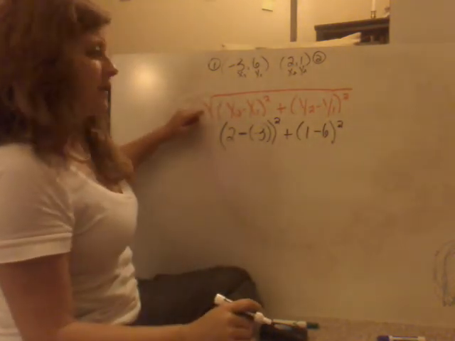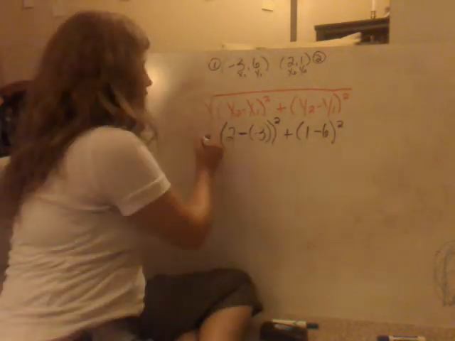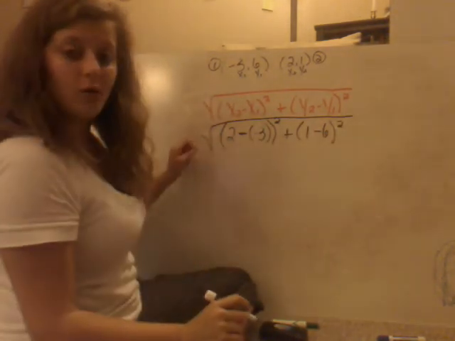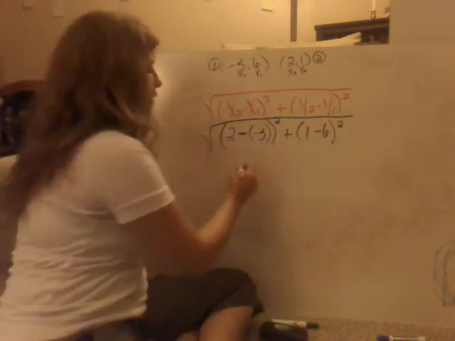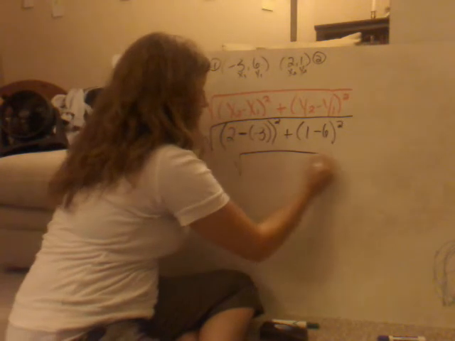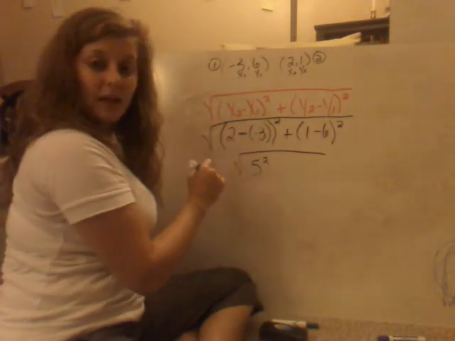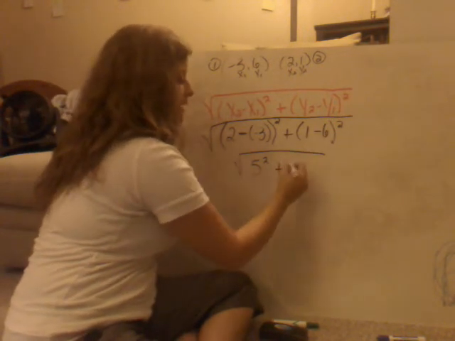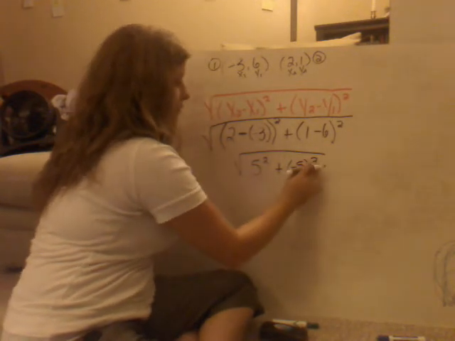Now next thing, this square root stays there. It stays there until we use it. So I have to draw that back in. Okay, this does not go away until we actually use it. So I'm going to take 2 minus the -3, which is 5. So it's 5 squared because a negative times a negative is a positive. Plus 1 minus 6 is -5, quantity squared.